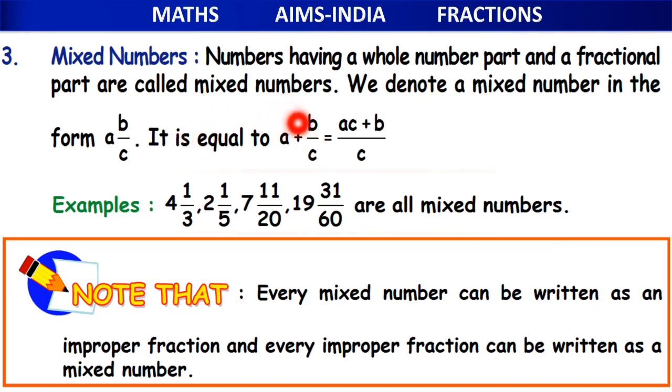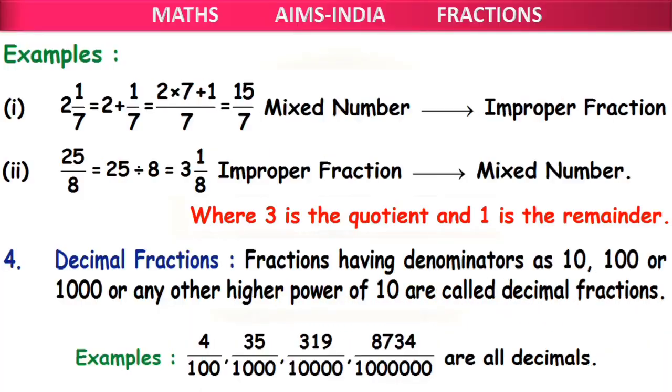The next one was mixed numbers. Numbers having a whole number part and a fractional part are called mixed numbers. We denote a mixed number in the form a b by c. It is equal to a plus b by c, that is nothing but ac plus b by c. Yes students, 4 1 by 3, 2 1 by 5 etc. are all mixed numbers. And what is the note here? Every mixed number can be written as an improper fraction and every improper fraction can be written as a mixed number.